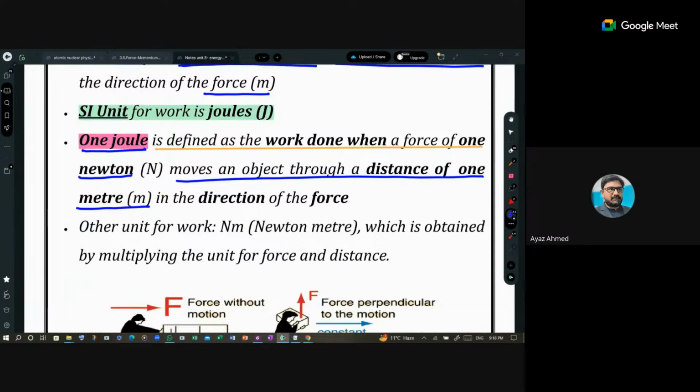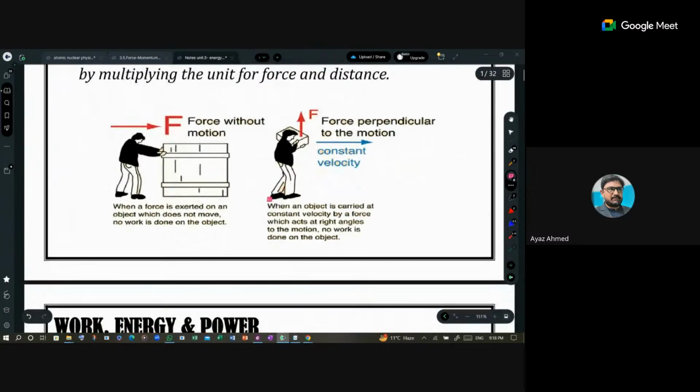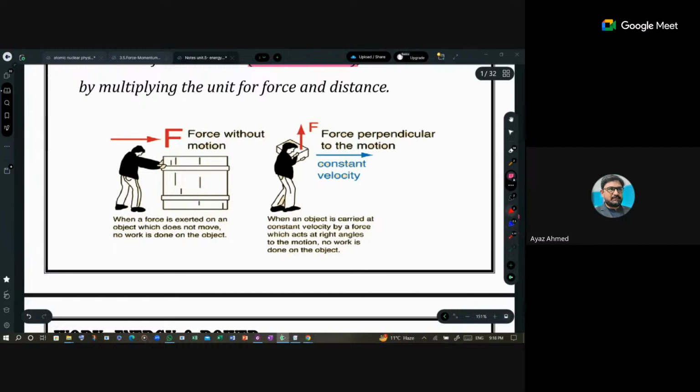By the equation, it is very clear that work done equals force times distance or displacement. So this would be 1 joule if this is 1 Newton and this is 1 meter. So 1 Newton into 1 meter is equal to 1 joule. It's very simple to understand. Now, another unit of work is Newton meter, which is obtained from this equation, but that is not the SI unit. Remember this.